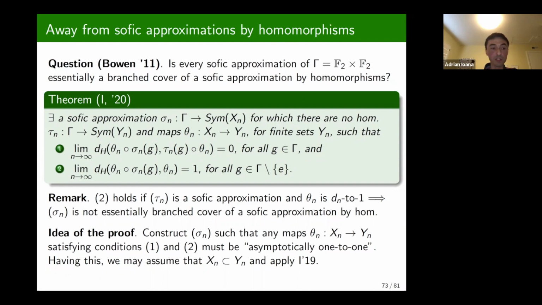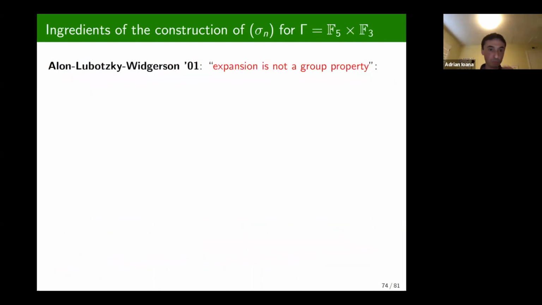So you already saw that I used property tau in the previous construction of sigma n. Here I need a refinement of that, and I need specifically this work of Alex with Alon and Wittgerson from 2001, where they proved that this expansion is not a group property. I'll tell you specifically what I need from their construction. Perhaps before that, the result I mentioned before applies to F2 times F2, and now I'm going to switch again to some larger free groups, F3, F5 times F3. This is again like the first approximation of the proof. Then you can go to the specific free groups you want.